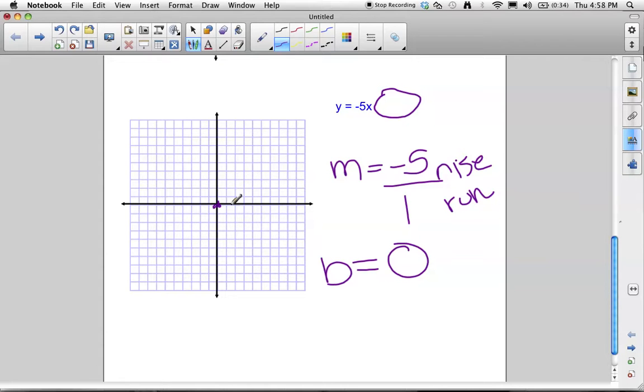From here, you're going to rise -5. Now with the negative, instead of rising +5, we're actually going to go down 5. 1, 2, 3, 4. So we're at -5. Now you're going to run +1. Only one of those numbers is negative. You do not go down 5 and then -1. So let's go ahead and connect those.